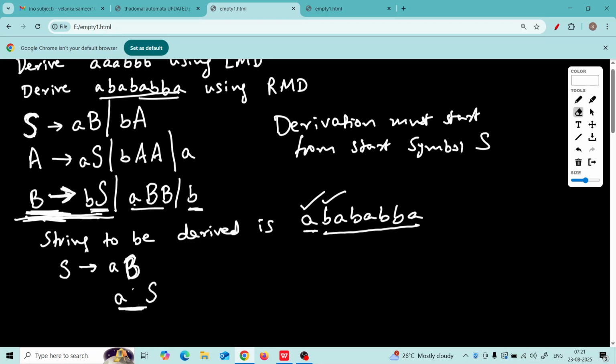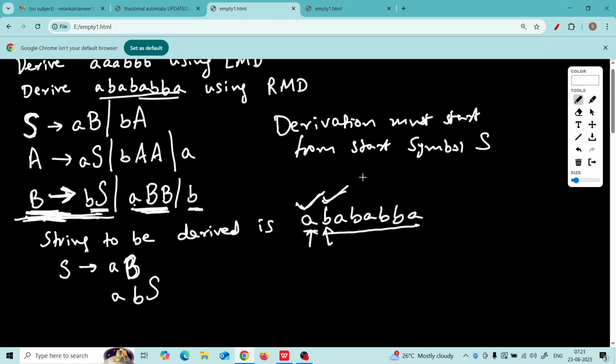Suppose I use the second option for B. I say no, I will substitute B with ABB. Look, this is also one of the options, ABB. But then I will get the first two letters as AA, but I want the first two letters as AB. Then the appropriate option to substitute B here is BS. Done. Success. We have now generated A and B.